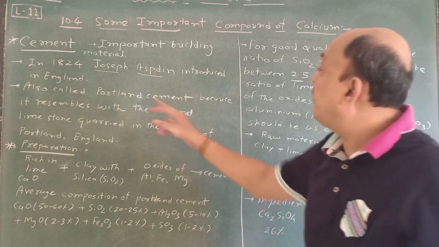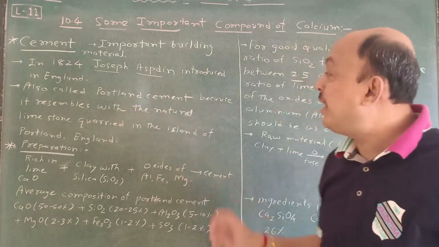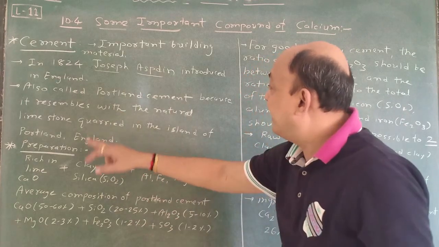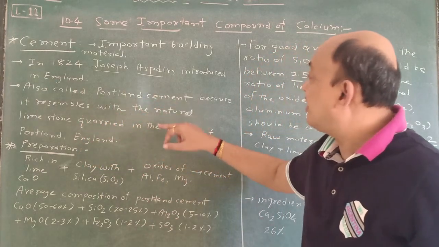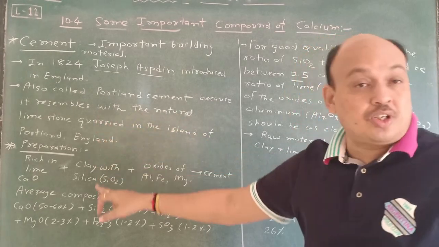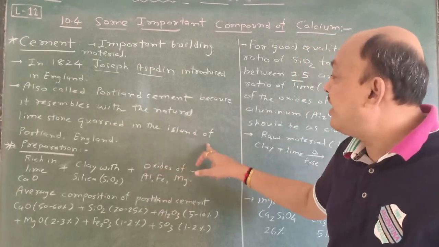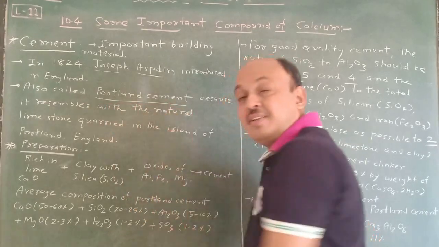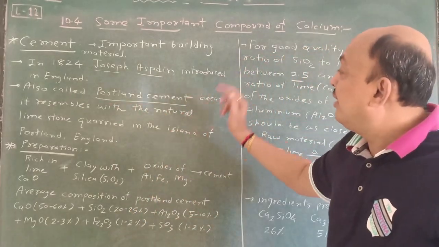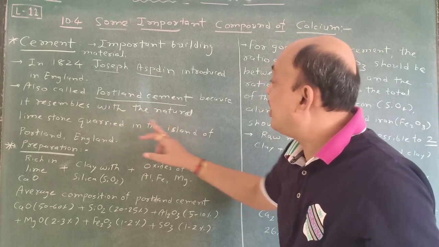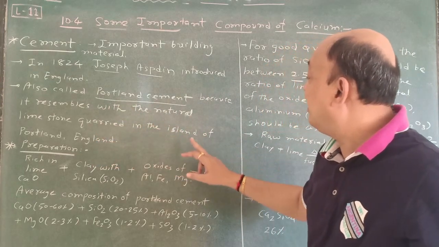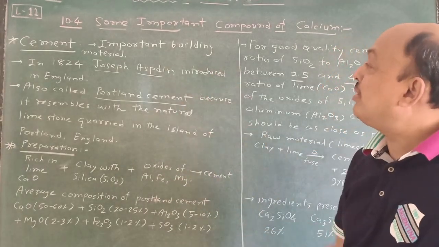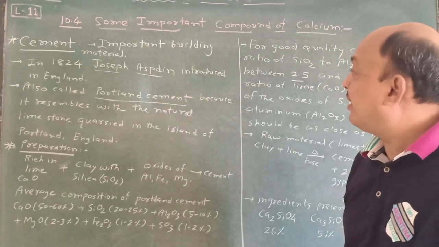It is also called Portland cement. Why is it called Portland cement? Because in England there is an island called Portland. It resembles the natural limestone quarried in the island of Portland in England. That's why it is called Portland cement. This is all the information regarding cement.